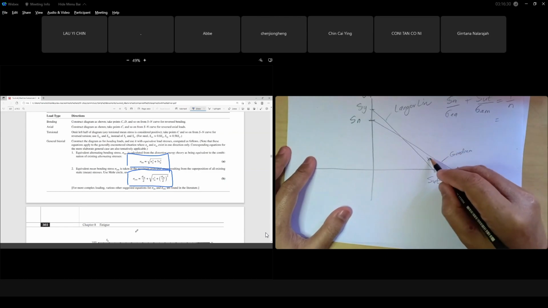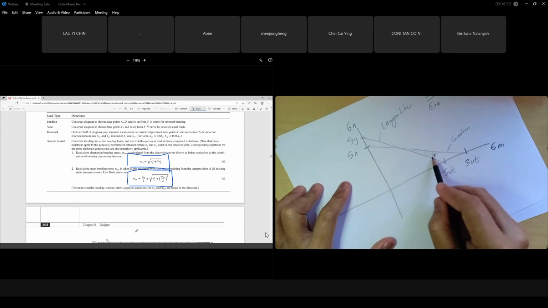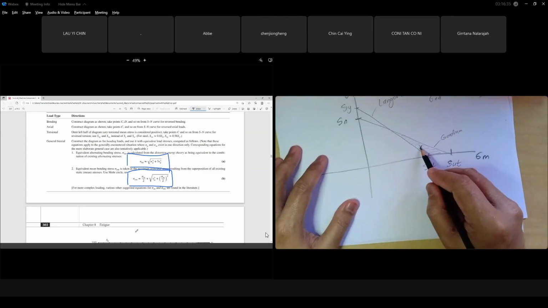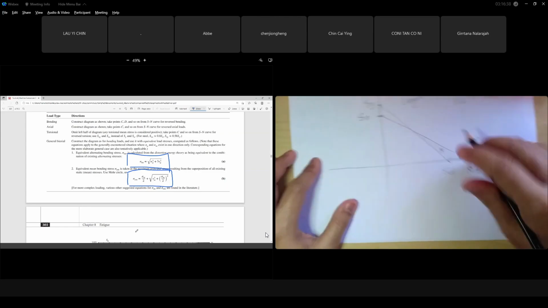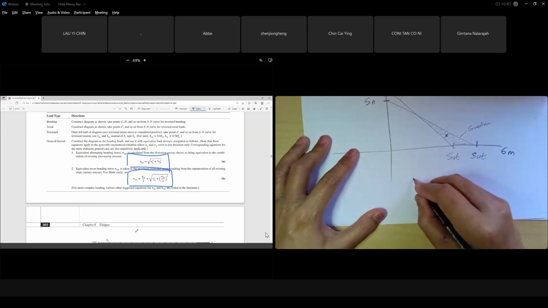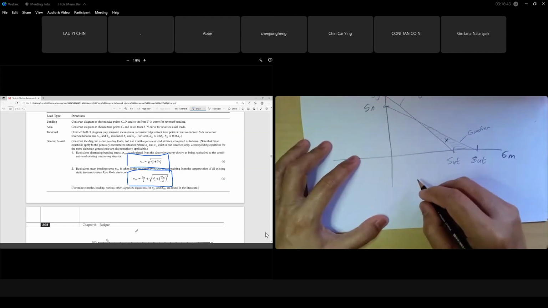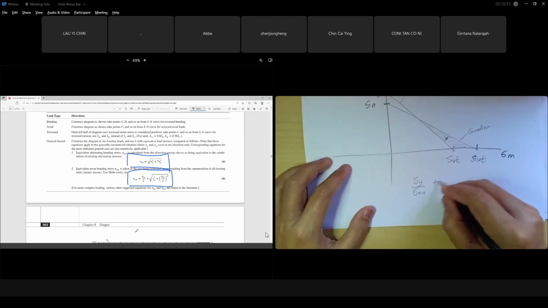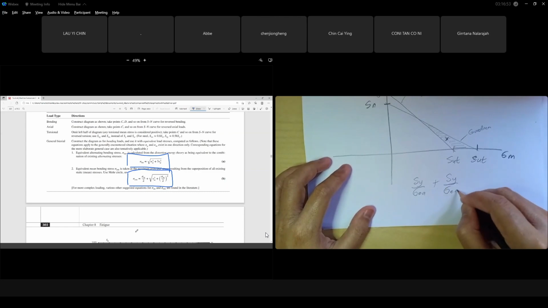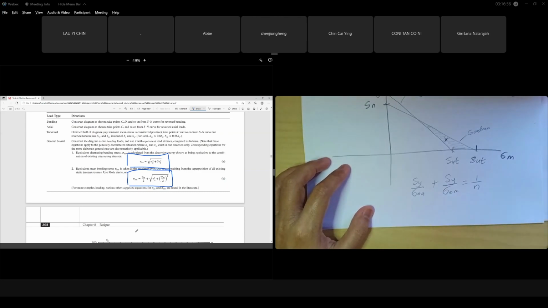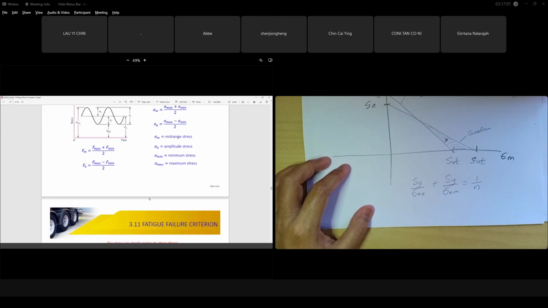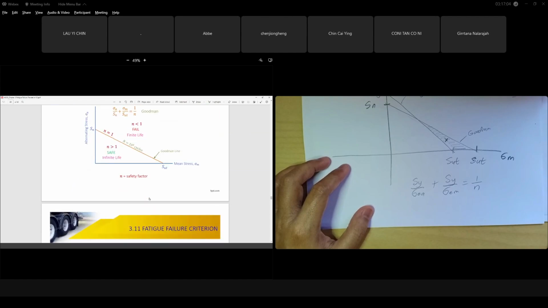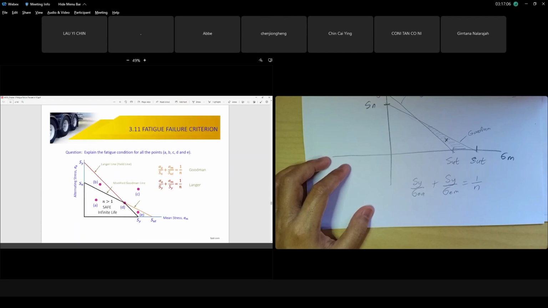But your point is the point of consideration. This is what we have to consider. Sometimes your point is here. But when you calculate the Langer line equation, the Langer line is this one. The Langer line is your SY. So because this is sigma amplitude, your SY over your sigma E amplitude plus SY over sigma EM equal to 1 over N. Let me check your equation from your notes. The equation of the Langer line, if you look at the notes, you can see my note.